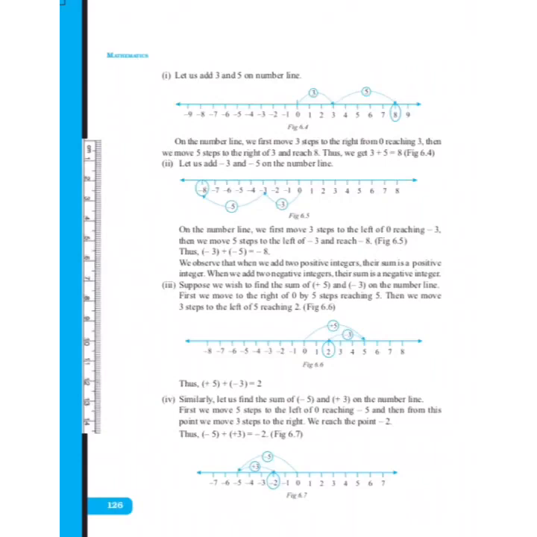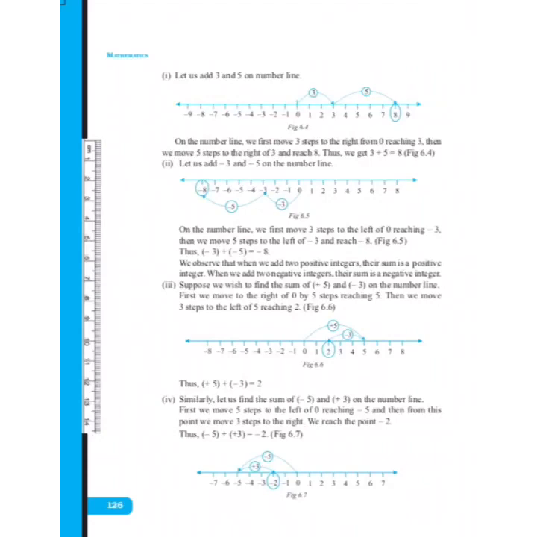So children, what will we do? We will start from 0 and we will move to the left side. When we move 5 steps left of 0, we reach minus 5. Now children, we have to add plus 3 to minus 5. So what will we do?